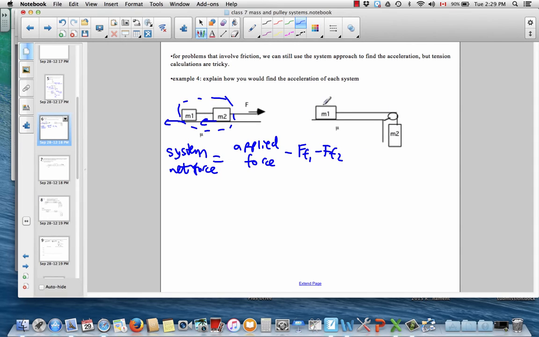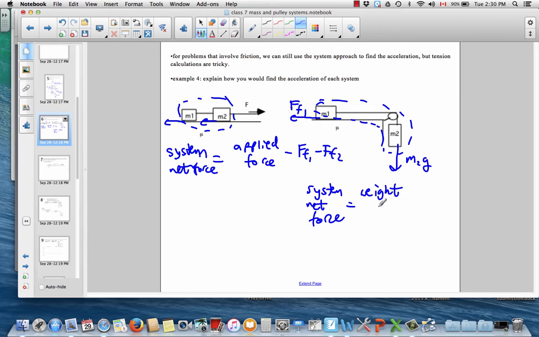Over here in this problem, earlier we said the net force was just the weight of the hanging mass, mass 2 times g, and there's no friction on this one because it's in the air, but this one sliding along the surface will have a friction force. So here, for this problem, we can again write in a word equation. The system net force is the weight of m2 minus the friction on the first mass.